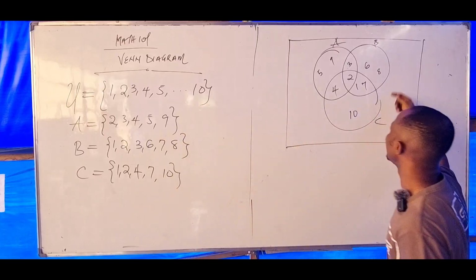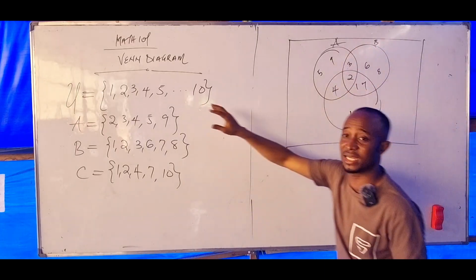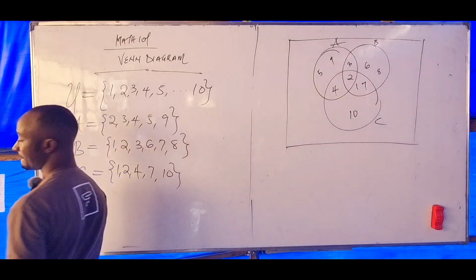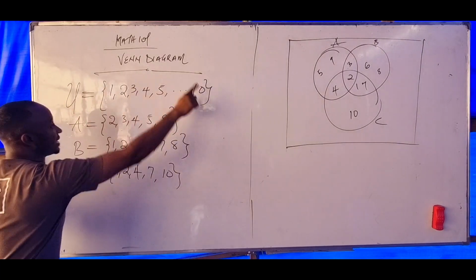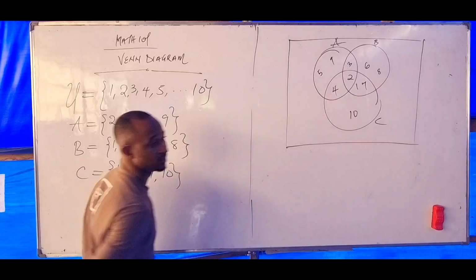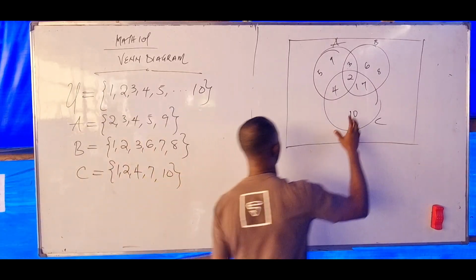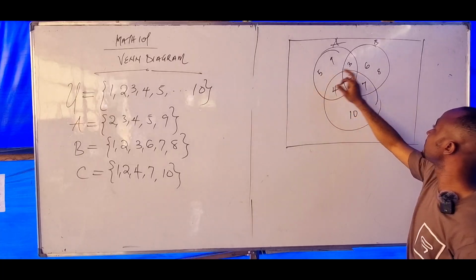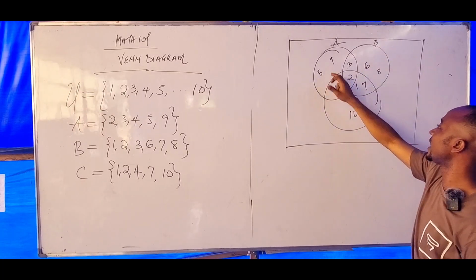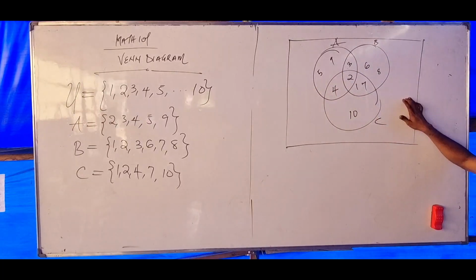Are there any elements here that are not in the general set? Or are there any elements in the general set that are not here? That means every element here is in the general set. Let's see: 1, 2, 3, 4, 5, 6, 7, 8, 9, and 10. That means nothing is outside.